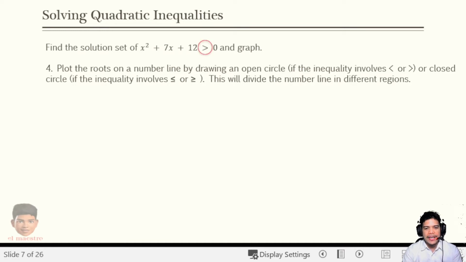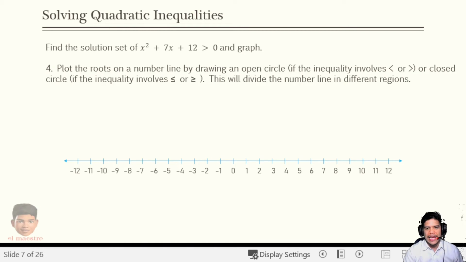Okay? Remember that our inequality is greater than. And sabi dito, pag nag-involve daw ng greater than or less than, dapat open circle yung gagawin natin. Check natin yan mamaya. Anong ibig sabihin ng open circle? So, first is we have a number line. Gagawa muna tayo ng number line, then i-plot natin yung na-solve natin kanina. Yung x is equal to negative 4 and x is equal to negative 3. And always remember, sabi niya, ito, open circle.